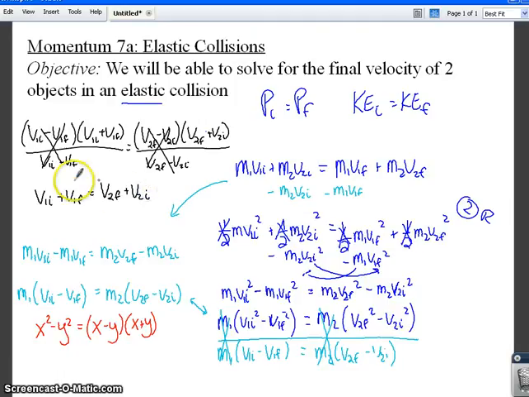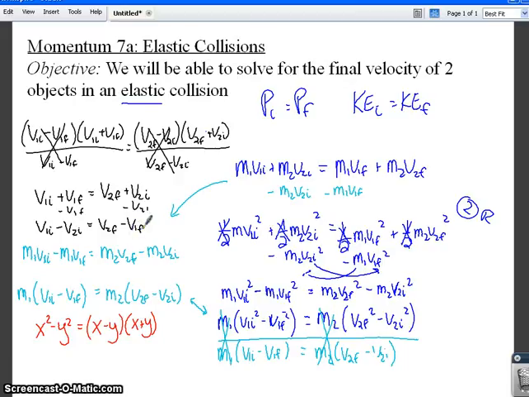This is much simpler than this right here. And what I'm going to do is switch the terms back, so we go back to initial and final. v1 initial minus v2 initial equals v2 final minus v1 final.